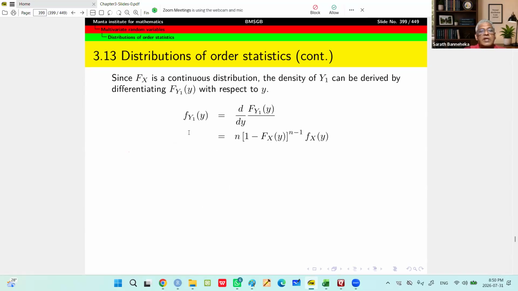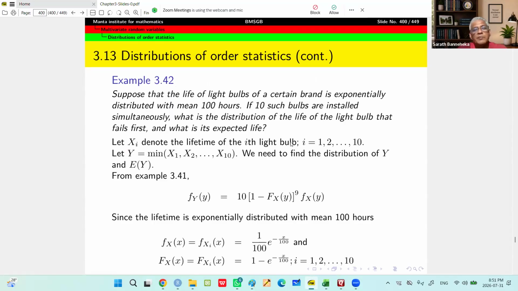Therefore, the density function of y1 evaluated at y will be equal to n times 1 minus F_X(y) to the power n minus 1, and then the density. This is coming from taking the derivative of this one. So that is the equation for the density function of y1, which is the first order statistic, in terms of the CDF and the density function of X.